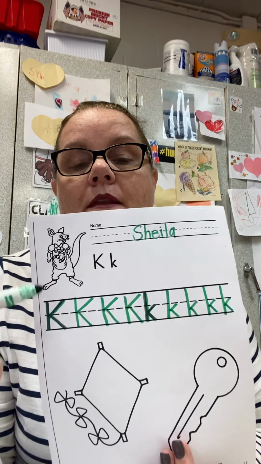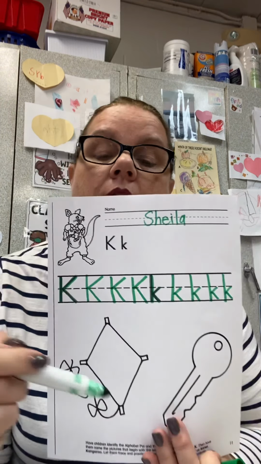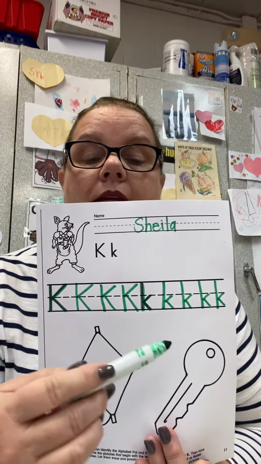And then we can go ahead and color our kangaroos. What is our kangaroo? Oh, I see, the kangaroo has her baby kangaroo. And we can color in our kite and key. And remember, we talked about king. I'm looking at my chart over here: koala.